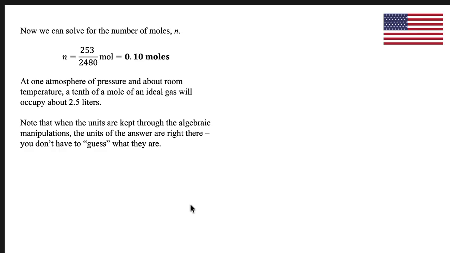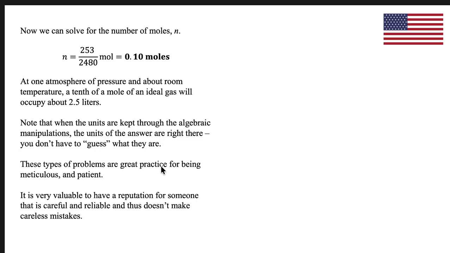So if you keep the units throughout, and you do all of those ugly algebraic manipulations, the units are right there at the end. We didn't have to wonder what n was. The moles are right there. And these types of problems are great practice for being meticulous and patient. It's very valuable to have a reputation as someone that doesn't screw up, someone that's careful and reliable, and doesn't make careless mistakes. They will be going to you because you have the reputation for not screwing up. That's problem 15.